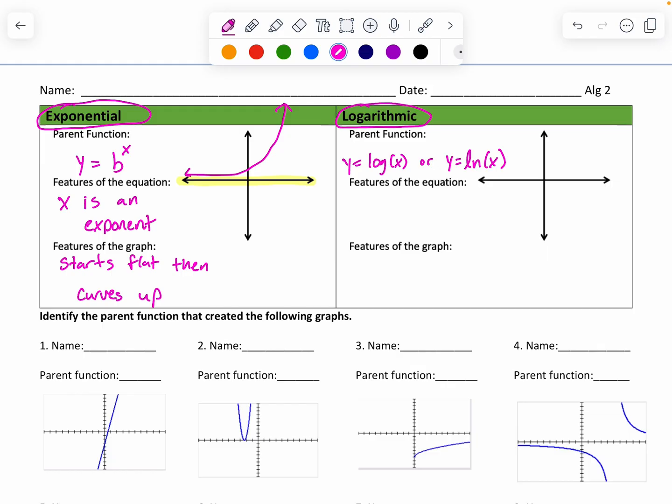Features of this equation: you're going to literally see the word log, which helps tell me it's logarithmic, or you'll see the ln. On a graph, this is the opposite of an exponential, so this one is going to be flat across the y-axis, and then it's going to curve out that direction. Just like before, where it had an asymptote on the x-axis, this one has an asymptote on the y-axis, so it gets really close but never touches the y-axis. So features of the graph: this one starts straight up and down, so it starts vertical, then it flattens out.